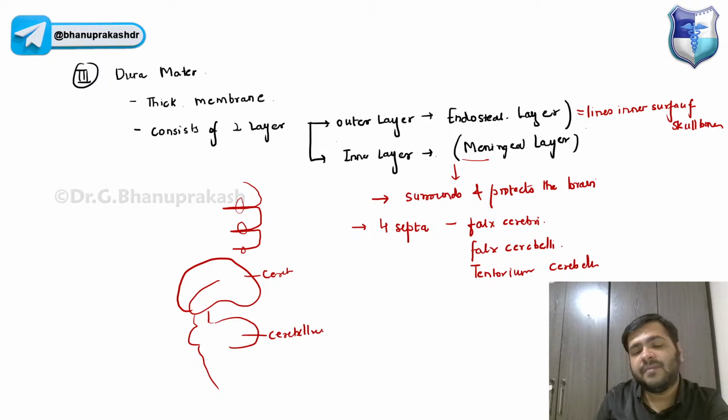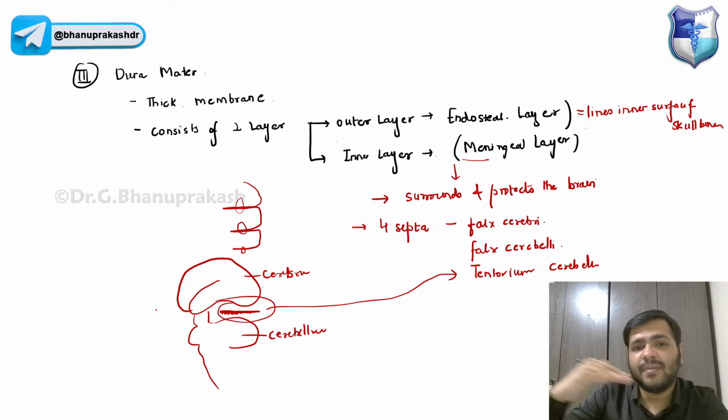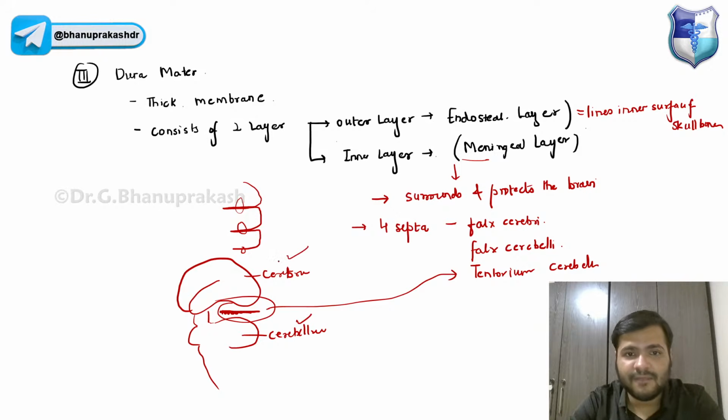The cerebellum is separated from the cerebrum with a thick fold of dura, something called the tentorium cerebelli, which we have already discussed, right? When I was telling you about the cerebellum, it is the thick fold of dura mater only, coming in between, separating the inferior surface of the cerebrum from the upper part of the cerebellum, right? And we have much more things.